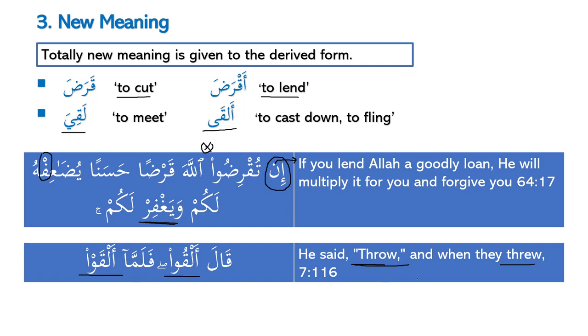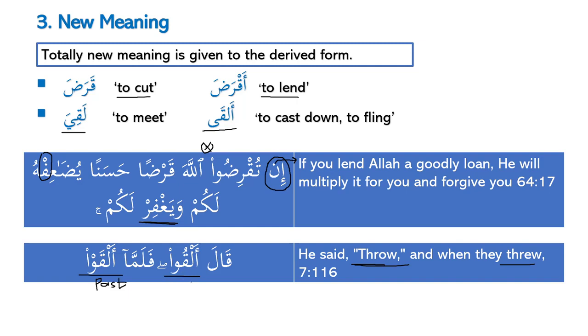So when he said throw and when they threw. Here basically we can see that in English the translation changes, but in Arabic we have to look at the form first. So alqu is fi'l al-amr and alqaw is the past tense. Please remember this. If there is any confusion, we need to be clear about it. So this is past and this is fi'l al-amr.